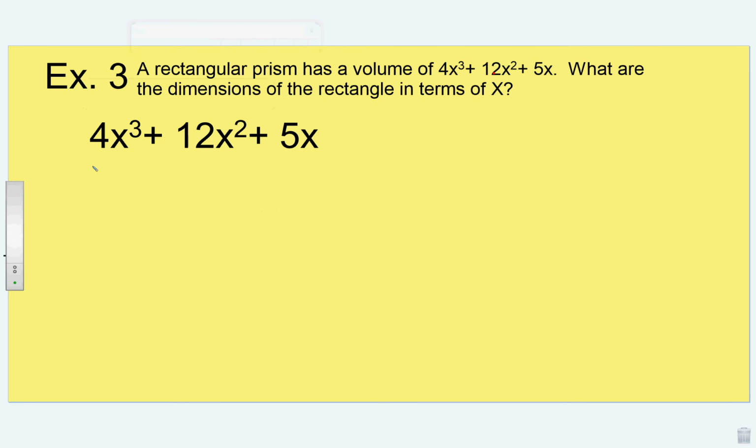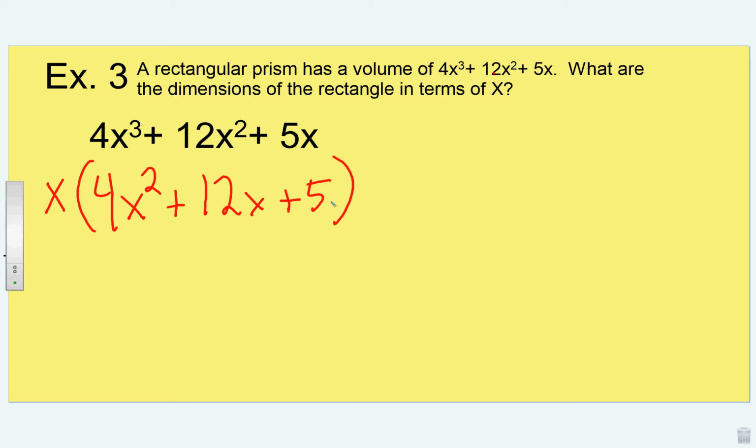Pull out the common factor, which is x, and I'm left with 4x squared plus 12x, thank you, plus 5, right? Okay. So what am I going to do here then? So this is back to factoring a trinomial, really now, right? We're going to take 4 times 5 and get 20.